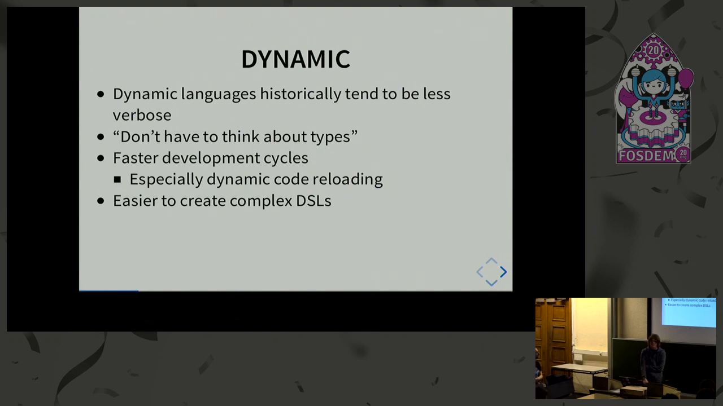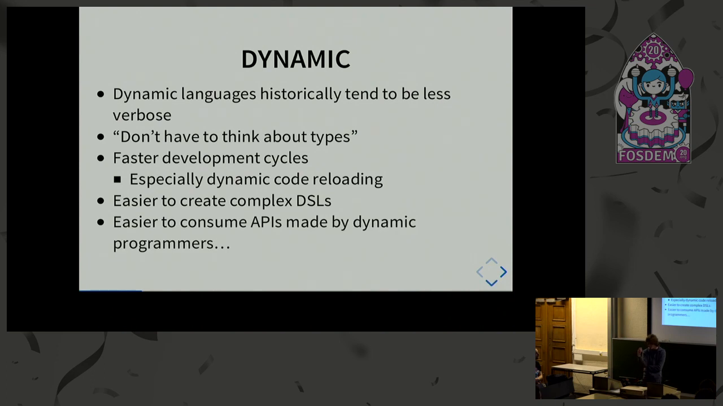It's easier to create complex DSLs, because often type systems are a little bit stuck in their ways. They can't be flexible enough to represent complex DSLs. Or often you get some crazy generic crap to represent your DSL.